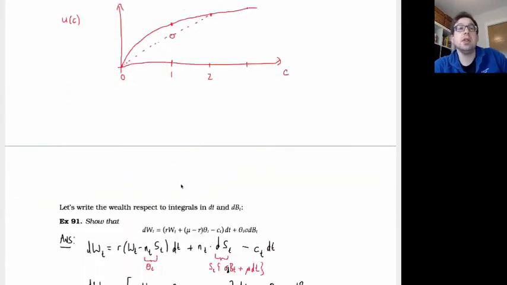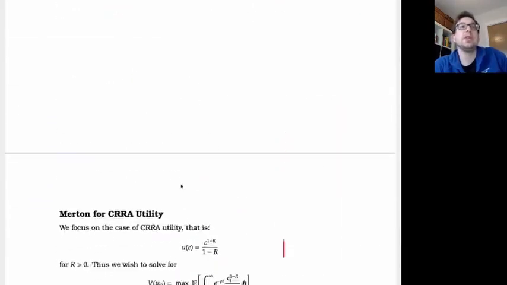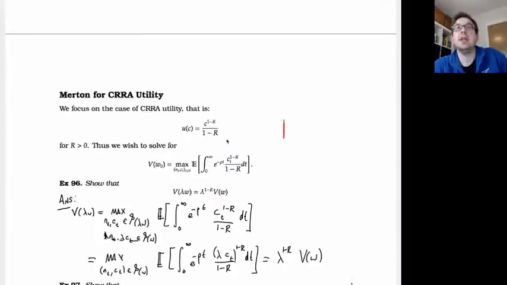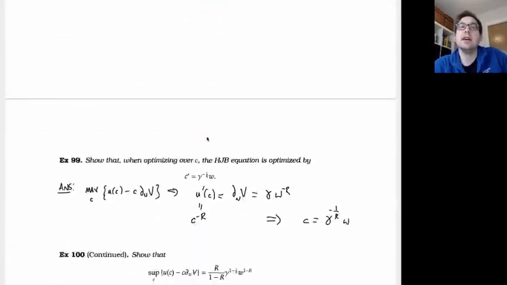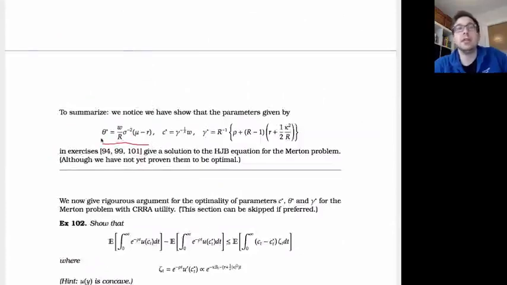Now, we came up with a solution to this Merton problem. Specifically, we looked at the case where the utility function that we considered is a CRRA utility, so constant relative risk aversion, which is a specific form of utility function. And for that, we found some parameters here. Theta, which is the amount of money that we invest in the stock, so it's some proportion of our wealth. And then C, which is our optimal rate of consumption, as given by some parameter gamma here.